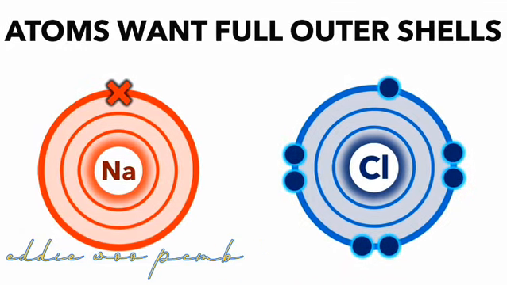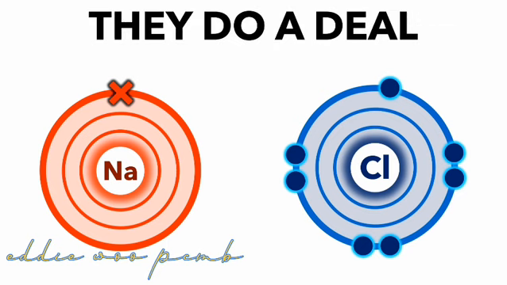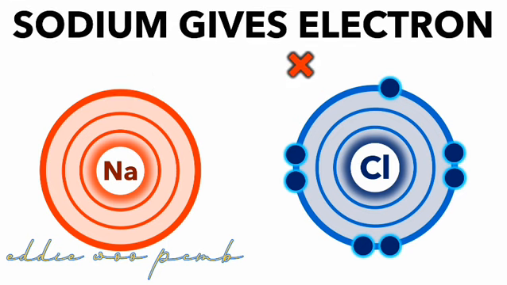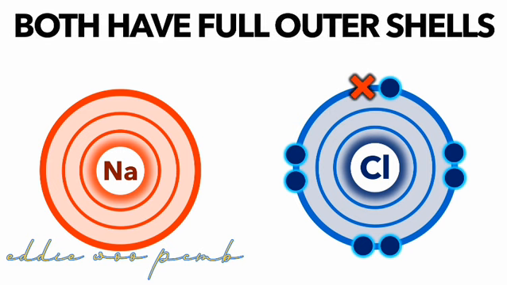But all atoms want a full outer shell, so the metal and non-metal atoms do a deal. The metal sodium atom gives its electron away, and the non-metal chlorine atom receives it. Now, they both have full outer shells.